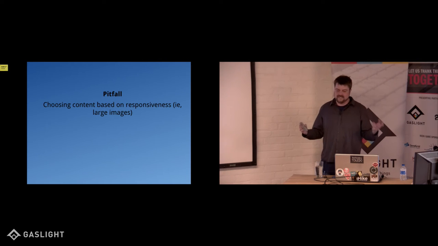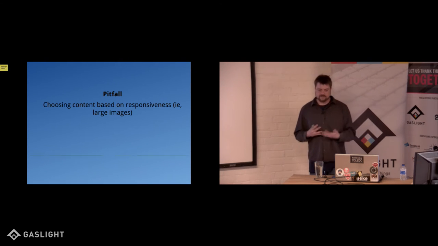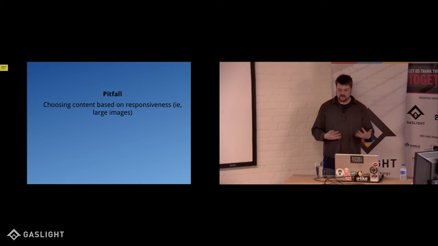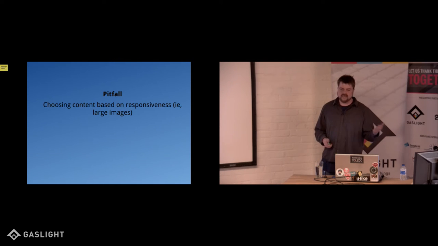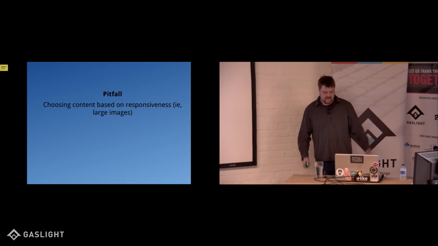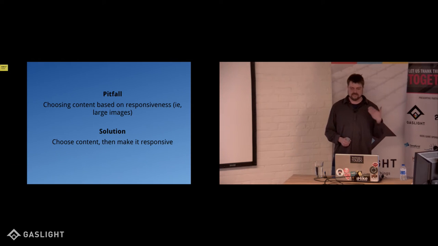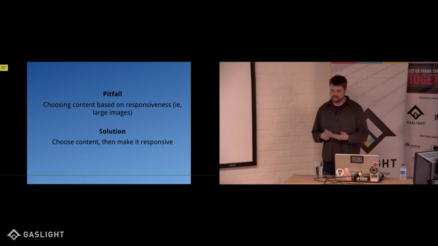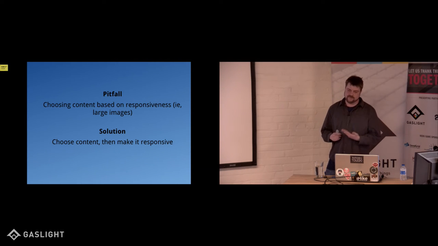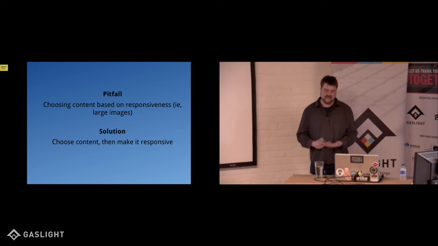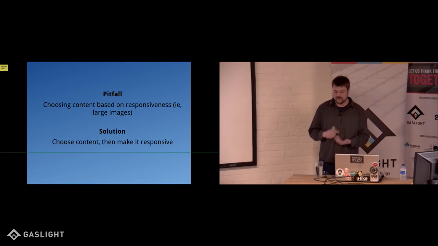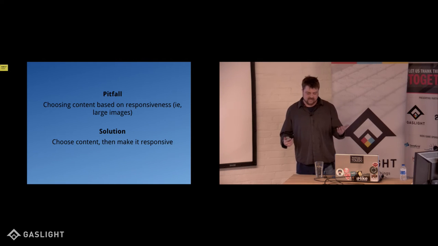But in a lot of cases, these images aren't really that important, or they don't really add very much in the way of useful content to the website. So you shouldn't get caught up in choosing content based on its responsiveness. I think the best solution is to choose your content and then worry about making it responsive. Obviously there would be some limitations to this, but unless the content that you're adding to the site actually is useful to the user and gets your message across or helps them use your application, or whatever it is you're working on, it really shouldn't be there regardless of how well it scales up and down and so forth.